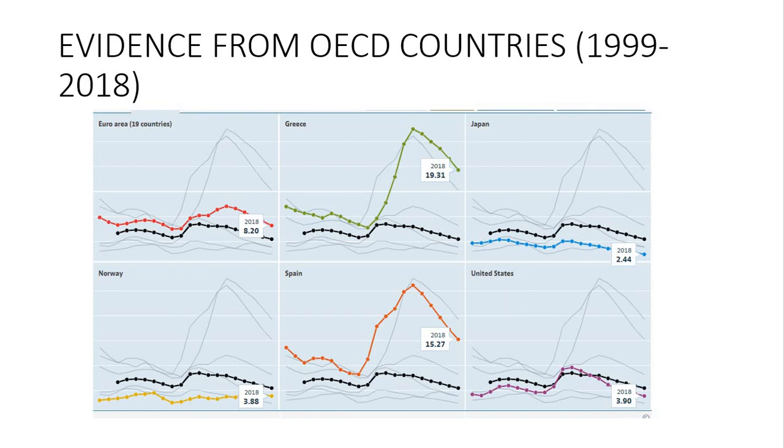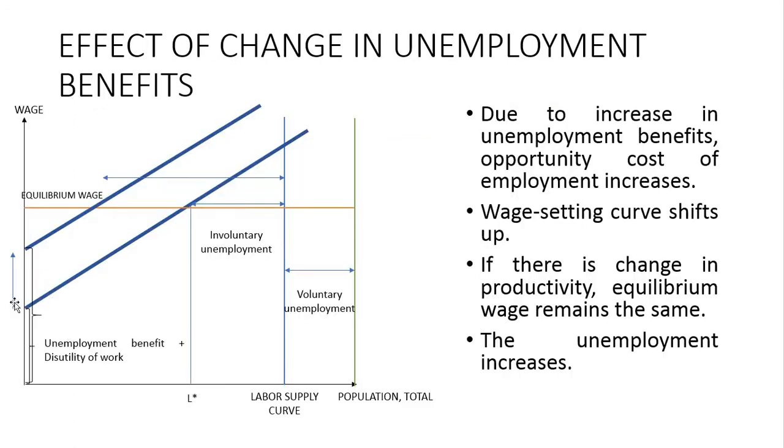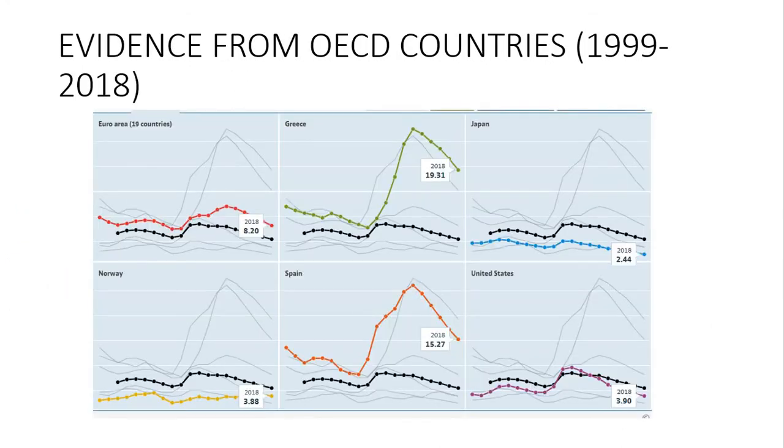So, using this graph, you can say that this area, between the value of the intercept of the wage setting curve and the wage axis, is really smaller in Japan and the United States. So accordingly, they have smaller unemployment. So this is the idea, more or less. Although there are other factors, this was just to introduce some illustration for you.